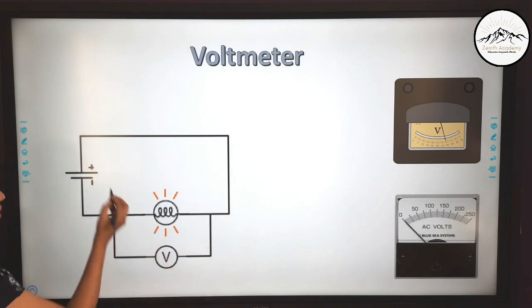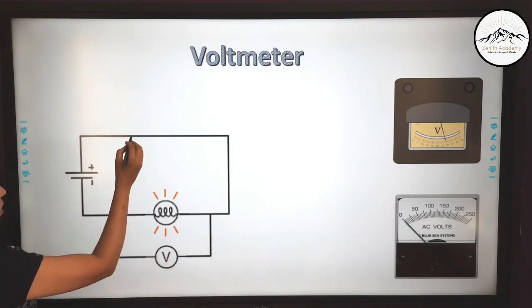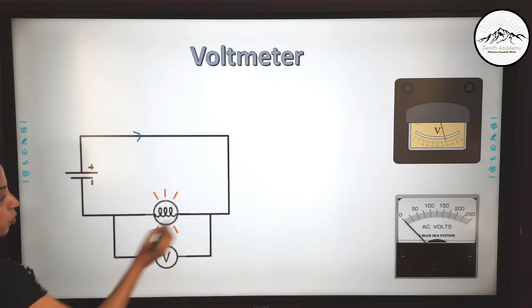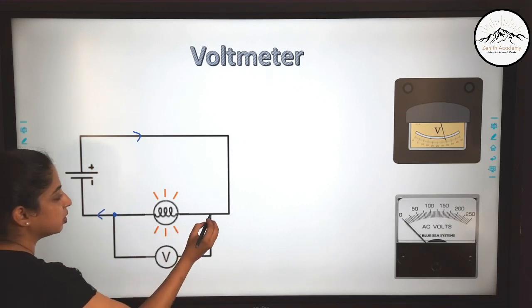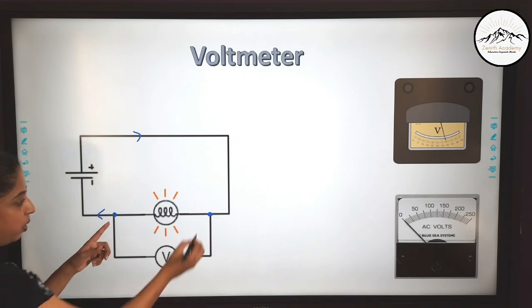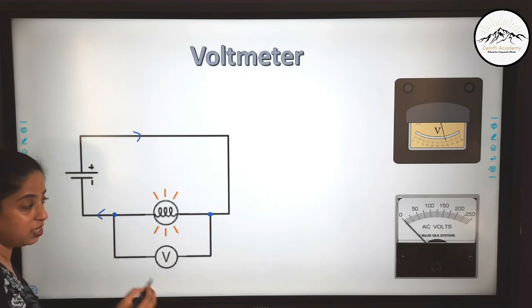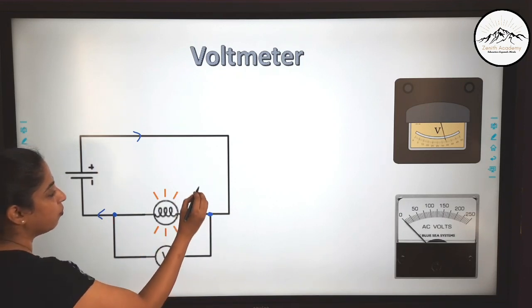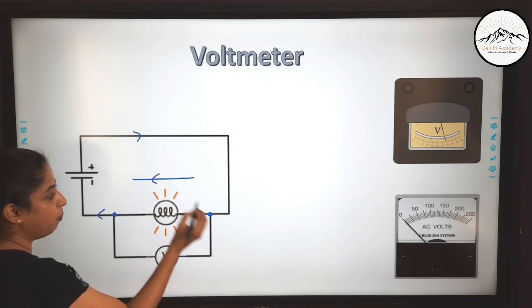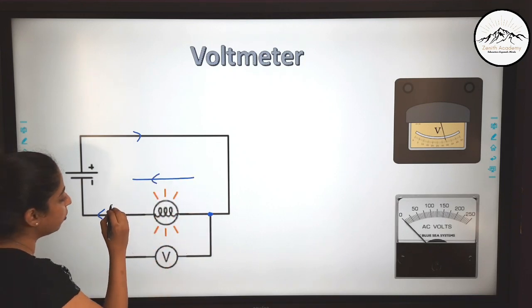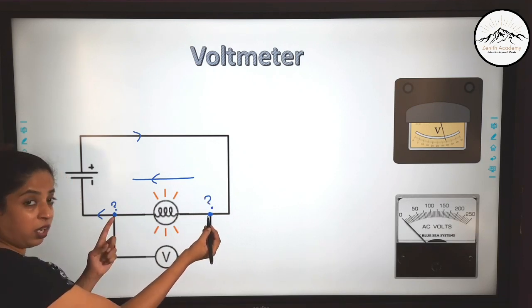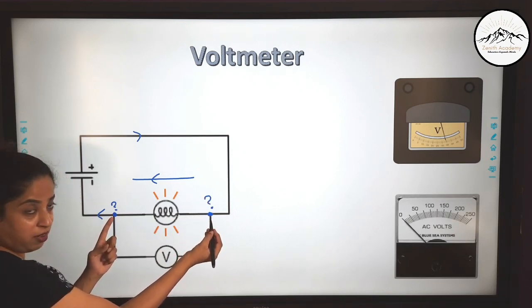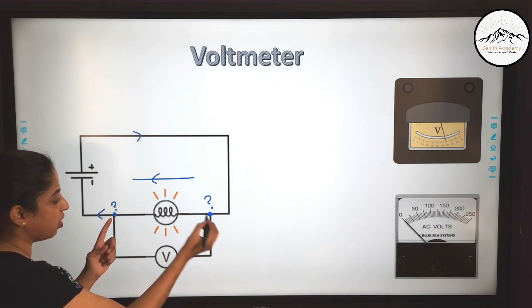So if this is a circuit and this is the battery, then the current is flowing from positive to negative. So it is flowing like this. So across the ends of the load or of the bulb, we have to measure the potential difference, because we know current will flow from high potential to low potential. So what is the potential at this point and what is the potential at this point? So for current to flow, there has to be a potential difference. So we want to measure here and here.